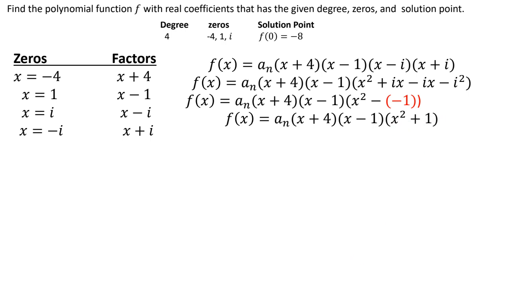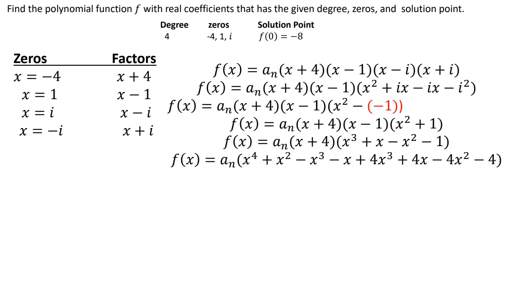So now we're going to multiply the next two factors here. So x times x squared is x cubed, x times 1 is x, negative 1 times x squared is negative x squared, and negative 1 times 1 is negative 1. Combine any like terms that you might have, and then we're going to multiply times x plus 4. So x times x cubed is a positive. Let me see what happened here.